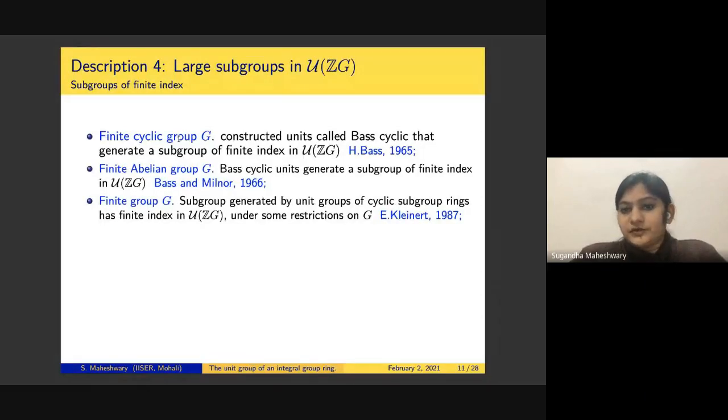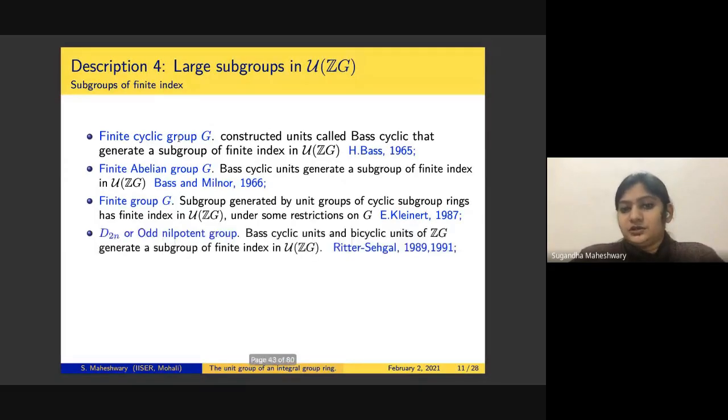This is a general result by E. Jespers and Leal that the subgroup generated by the unit groups of cyclic subgroup rings has finite index in UZG, but this was with some restrictions on G. More or less on the basis of this, if you understand the cyclic groups well, you know how to get into finite groups. This method has been used in many papers to get hold of the whole unit group.